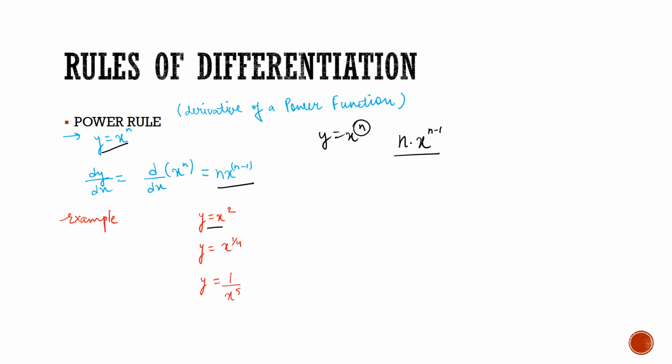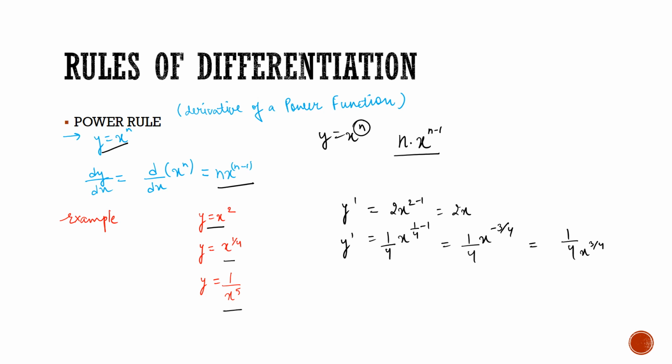For example, if we have y equals x square, then y dash or dy by dx will be 2x to the power 2 minus 1, which is 2x. Similarly, y dash for x to the power 1 by 4 will be 1 by 4 x to the power 1 by 4 minus 1, which is 1 by 4 x to the power minus 3 by 4, which can be simplified as 1 by 4 x to the power 3 by 4.